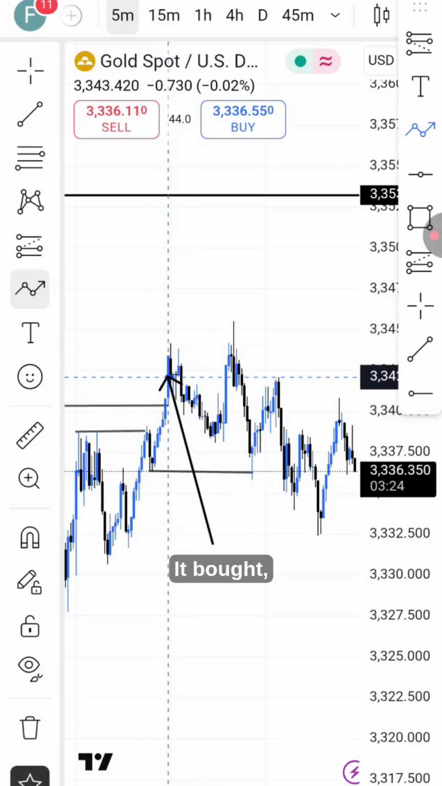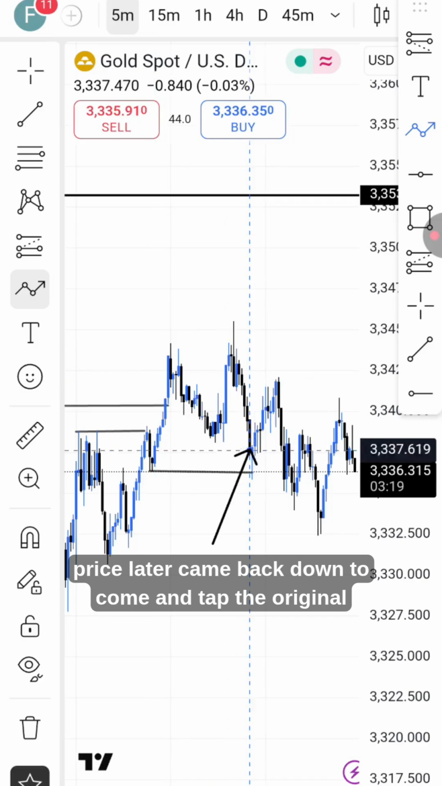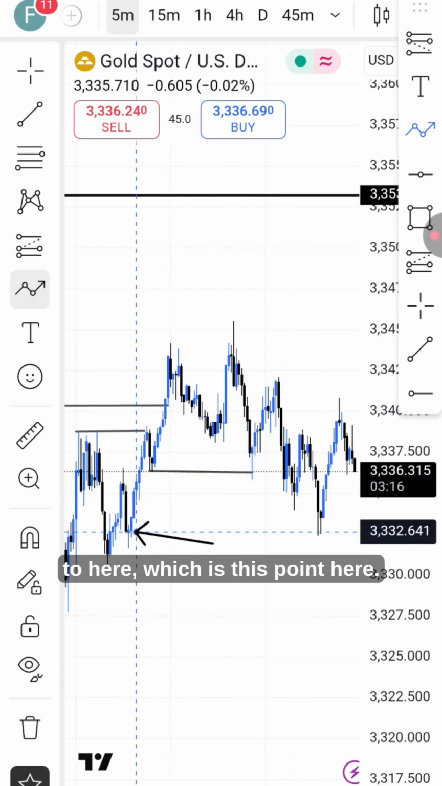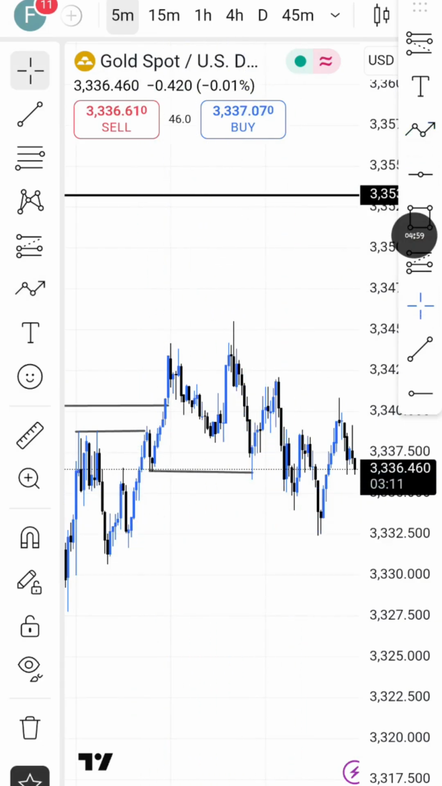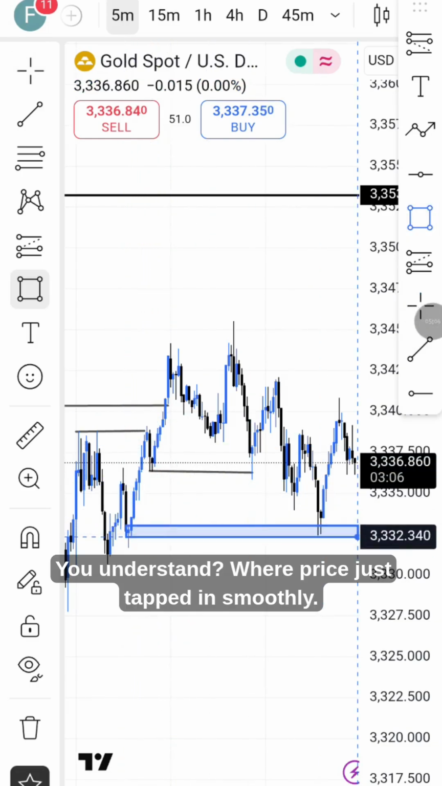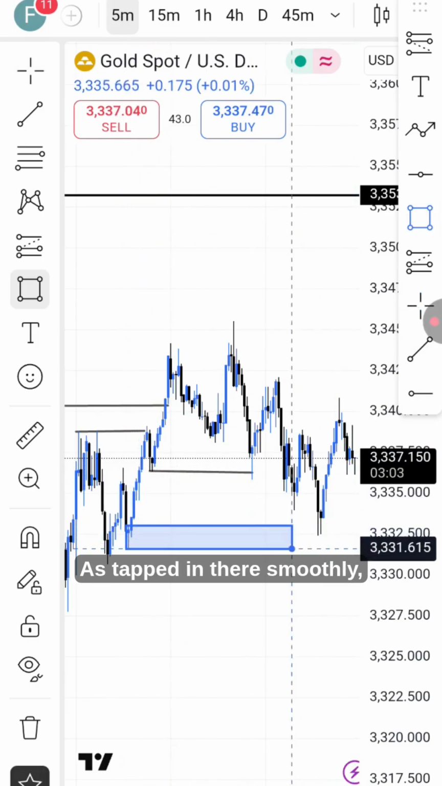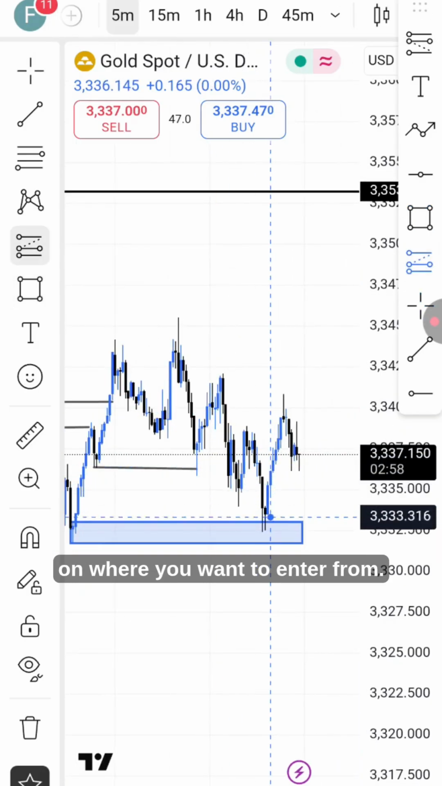It didn't go far. But you can see eventually, price later came back down to tap the originator here, which is this point here. So here now becomes the other block. Here, this hammer-like stuff, where price just taps in smoothly. As it taps in there smoothly, you can now come here and draw your position on where you want to enter from.